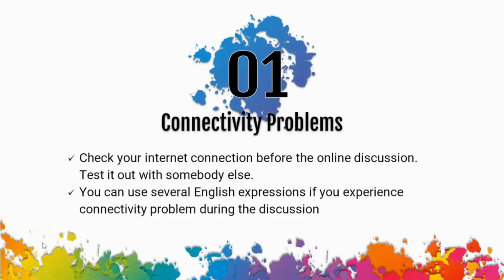So one of the major problems that people usually have when they are having online discussions would be connectivity problems. So what can you do if you encounter this problem? The first thing to do is to check your internet connection before the online discussion. And you have to also test it out with somebody else. And in instances where you are having connectivity problems, you can use several English expressions to help you out. So now let's look at those expressions.